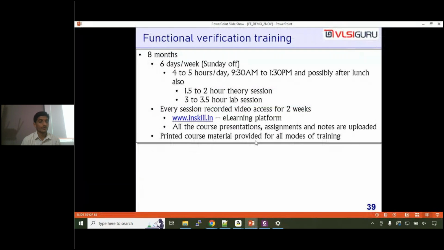Printed course material is provided for all modes of training. I mean, whether you are attending online or offline. If it is online, we send it by post anywhere in India. Offline, you collect here. Even in e-learning mode also, we send it.